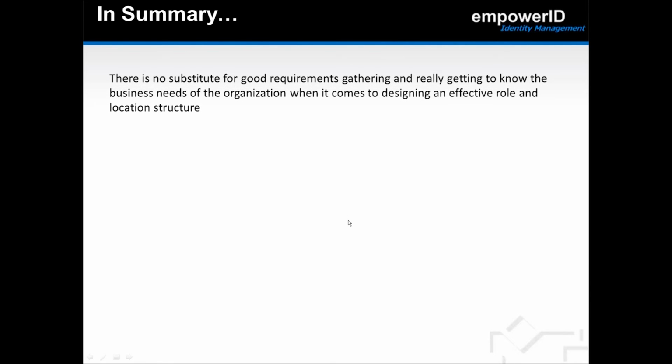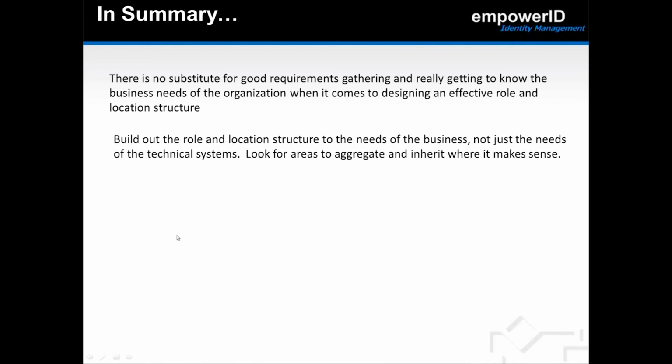Alrighty, so let's go back here. Now, to summarize, there's no substitute for good requirements gathering and really getting to know the business needs of the organization when it comes to designing an effective role and location structure. You really need to get to know the business processes of an organization so that you can know what is important to the organization. Because if it has no importance from an assignment or a provisioning perspective, then there isn't really any need to create that particular breakdown in a role and location structure. So the whole purpose here is to make sure that we can have an effective management tool for that particular company.